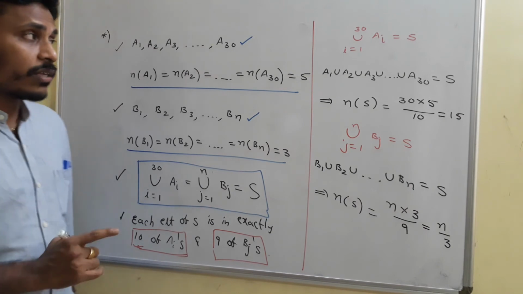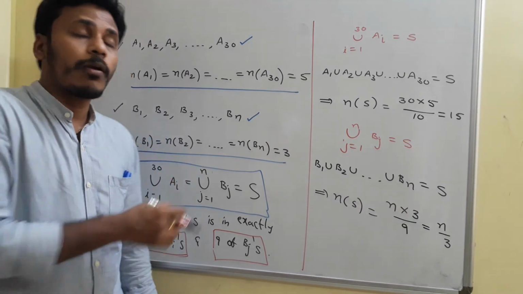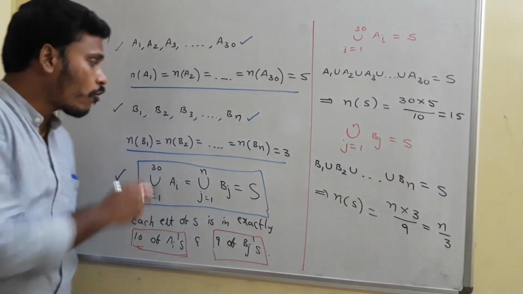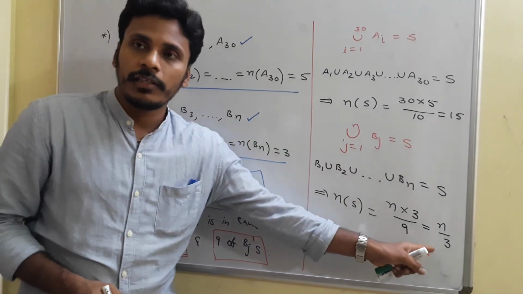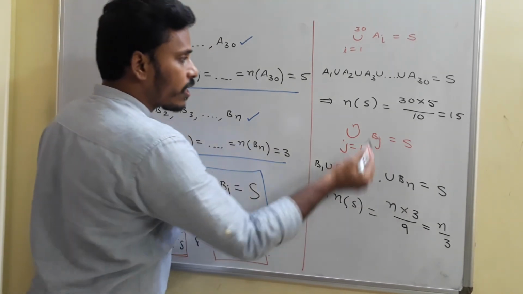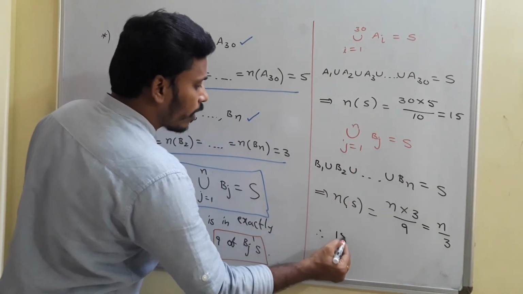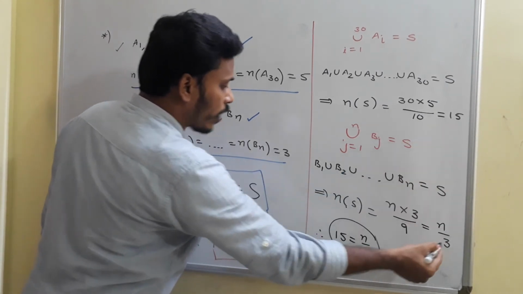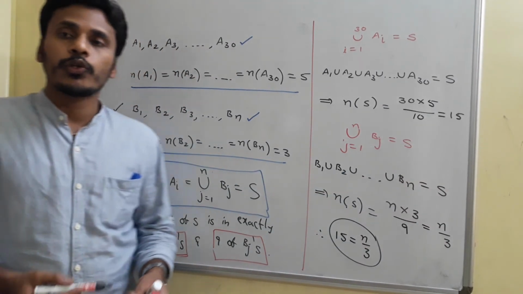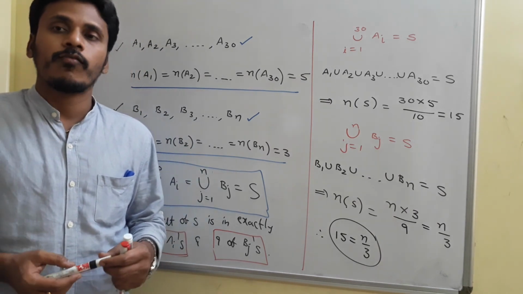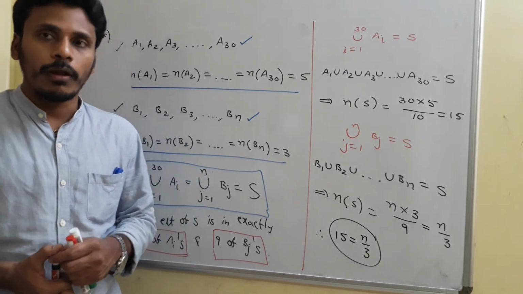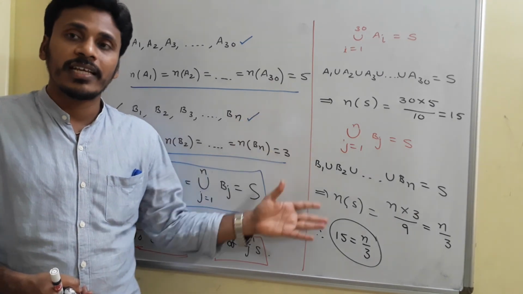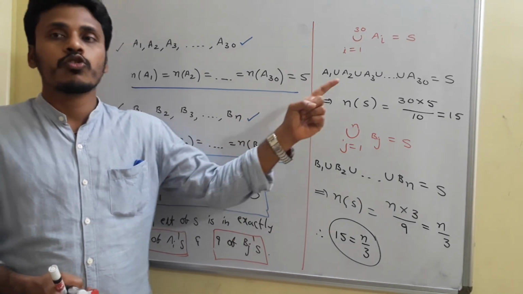So n(S), if you count from the sets Ai's, it is 15. If you count from the sets Bi's, it is n by 3. So at the end, this is n(S) and that is also n(S). So the number of elements in S must be the same. So 15 is equal to n by 3. Since 15 is equal to n by 3, your value of n is what? 45. Then for the problem, the value of n is 45 and the number of elements in the set S, n(S), is equal to 15.